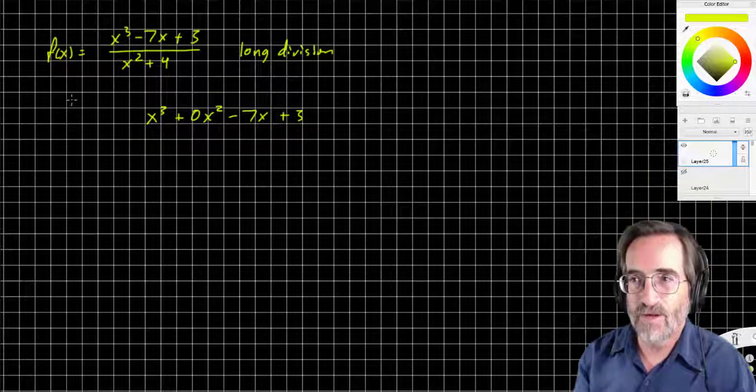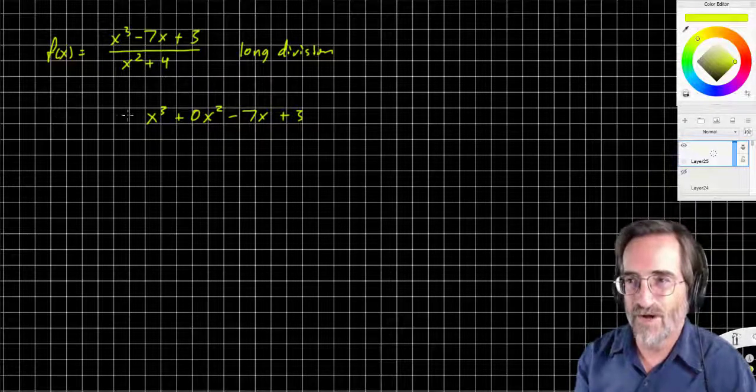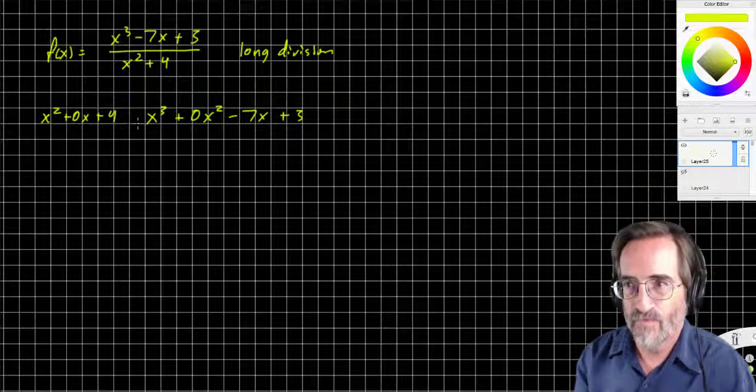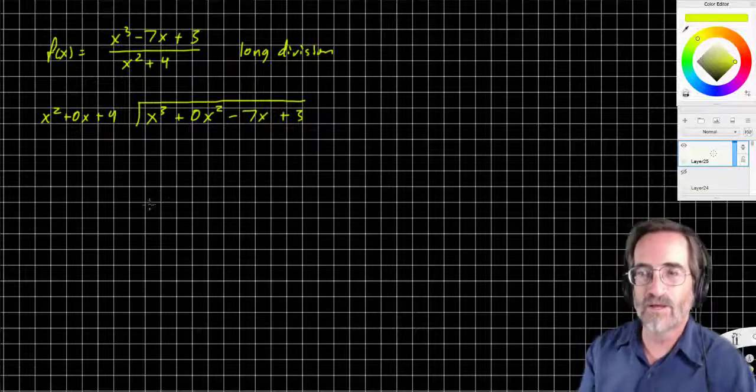And the same thing for our divisor. This is the dividend, and this is the divisor. x squared plus 0x plus 4. Okay, so we have something like this.